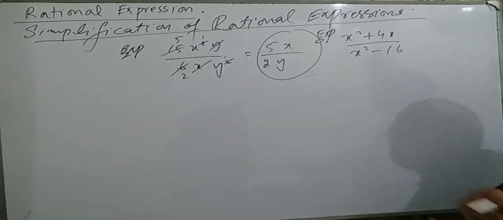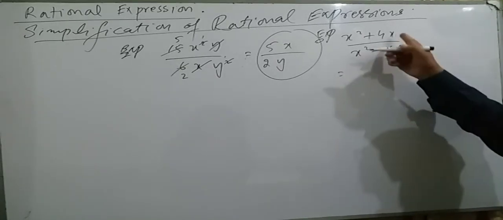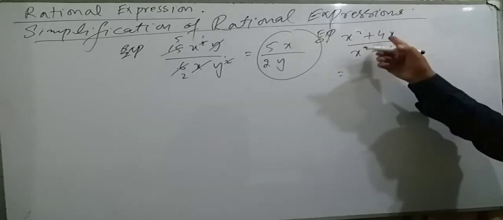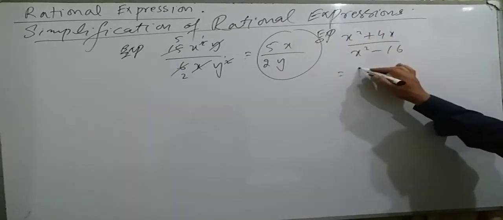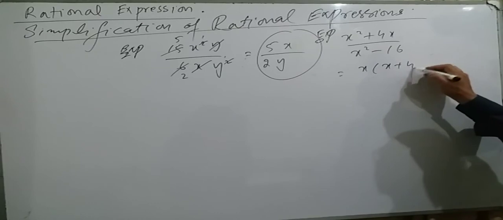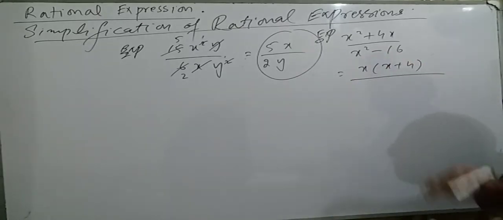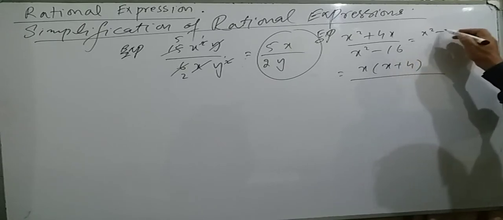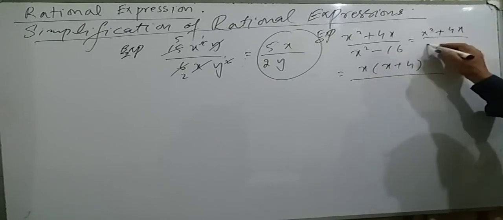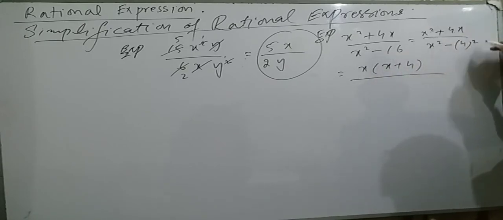And if we need to do simplification, how can we do it? First we will make the factors. What is common in these two? We will take x common, so x plus 4. And we will make the factors of this one, x square minus 16, so we can write x square plus 4x divided by x square minus 4 square.